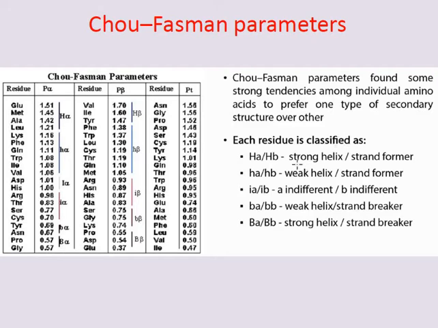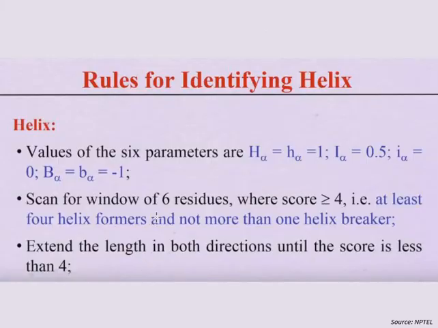For example, we have strong helix or beta strand formers. We have weak helix and strand formers, right? We have indifferent, weak helix breakers, or strong helix breakers, right? So these are different classes of the amino acids based upon the propensity values which were obtained by Chou and Fasman. There are some rules for identifying alpha helices based upon the Chou-Fasman method.